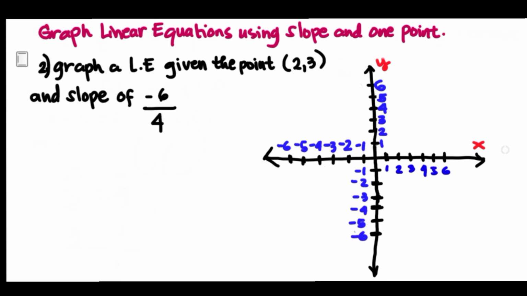So, dito na tayo sa susunod nating example. Graph a linear equation given the point (2, 3) and slope of negative 6 over 4. So, first, hanapin muna natin yung (2, 3). So, this is 2 and ito naman yung 3. So, saan sila nag-meet? Dito po. So, yan po ay (2, 3).